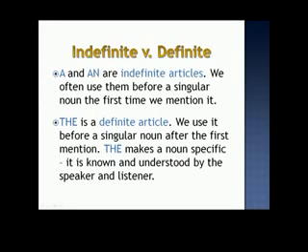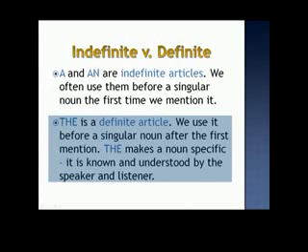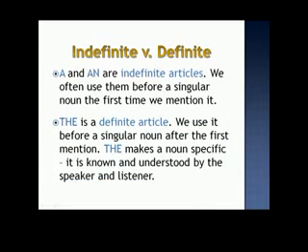Let's begin to talk about how the indefinite and definite articles are different. A and an are indefinite articles. We often use them before a singular noun the first time we mention it. The is a definite article. We use it before a singular noun after the first mention. The makes a noun specific. It is known and understood by the speaker and listener. So one very big difference between indefinite and definite articles is that the definite article the is used in a specific sense, for a specific reference.